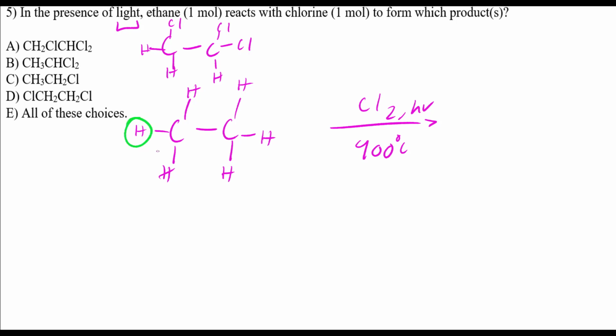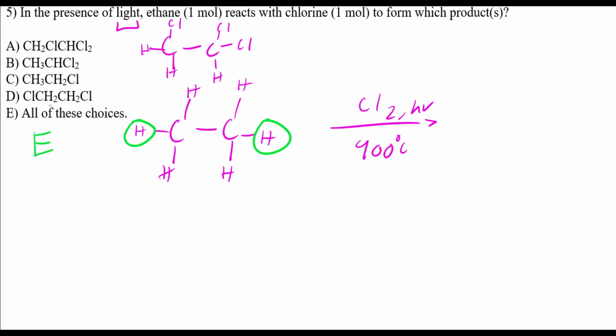Again, I'm just circling these hydrogens randomly. It could have been this one, or it could have been that one. It doesn't matter. Let's say it was this one. Then CH2 with a chlorine. Well, that's perfectly legal, right? They replaced a hydrogen with a chlorine, and then they replaced another hydrogen with a chlorine. Now, by the way, it's E, so all of these are possible.